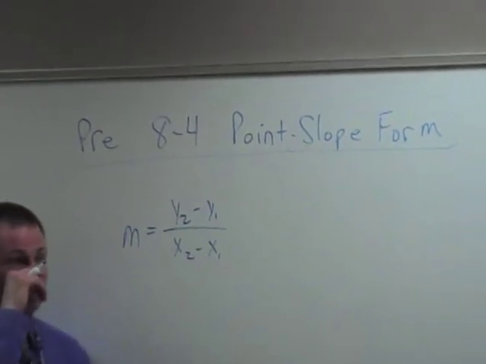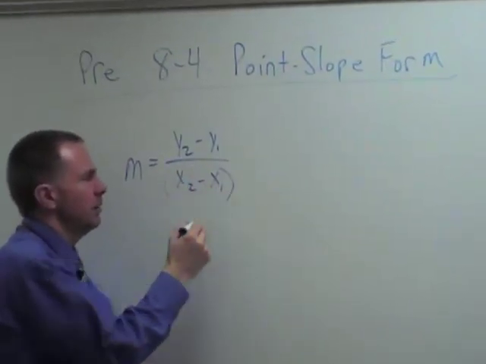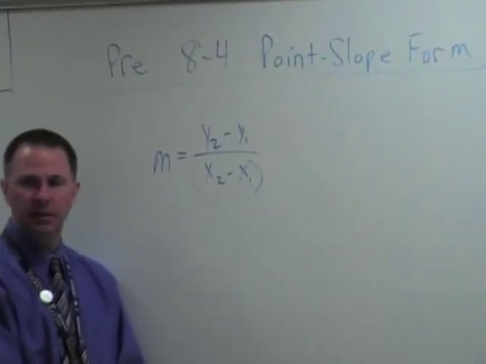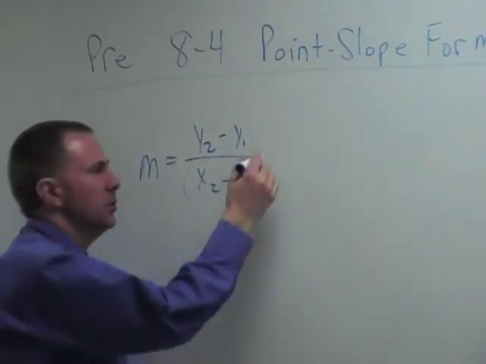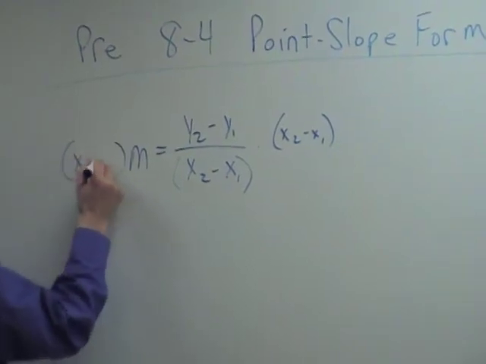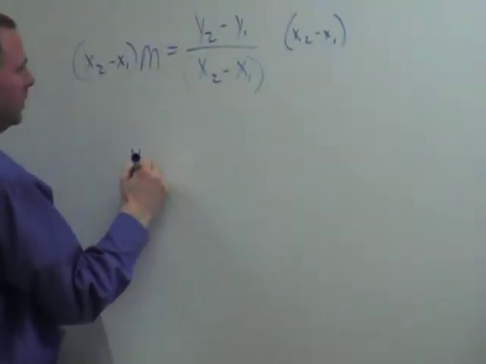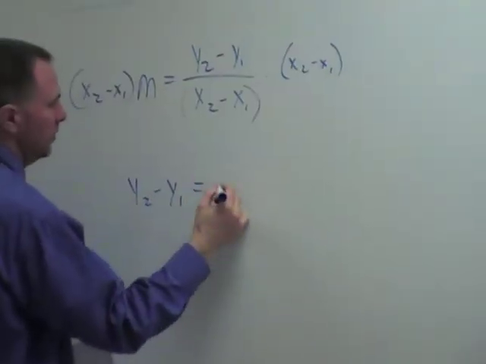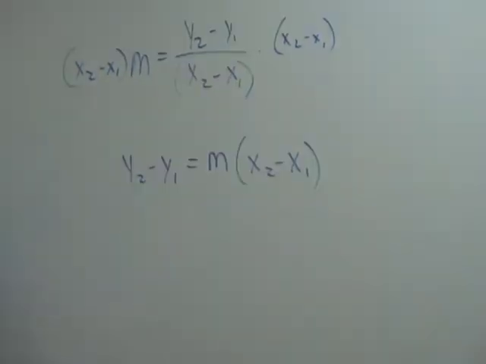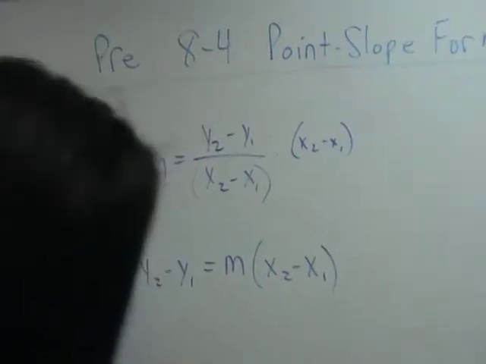Now let's say I want to get the y's by themselves. How would I remove that denominator? How do I get rid of it? How's it attached? We're going to multiply both sides by x sub 2 minus x sub 1. And what we get, I'm going to write the y's first: y sub 2 minus y sub 1 equals m times x sub 2 minus x sub 1. Does everybody know what I did?